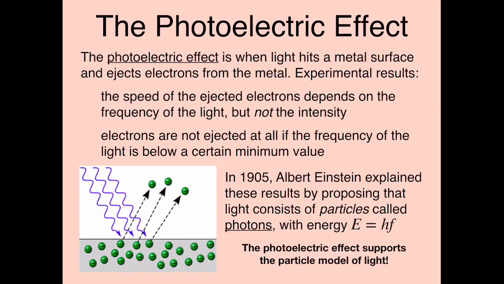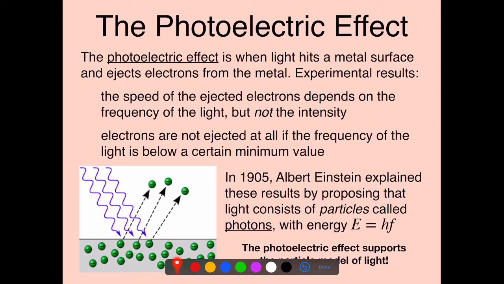So a lot of experiments were done on the photoelectric effect in the late 1800s, early 1900s, and there were some experimental results that were consistently found. The first thing to note is that the speed of the ejected electrons depends on the frequency of light, but not the intensity of the light, okay? So it doesn't matter how bright the light is, it just matters that the light has a certain frequency. That's what determines how fast the electrons are going when they get kicked out of the metal. So it's the frequency that matters.